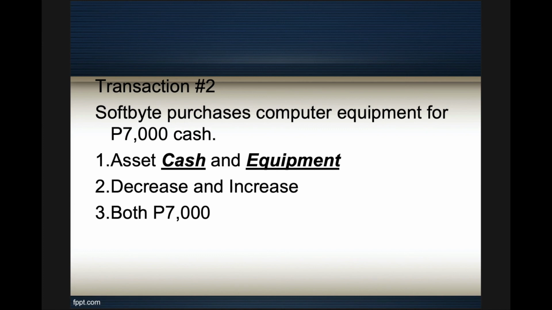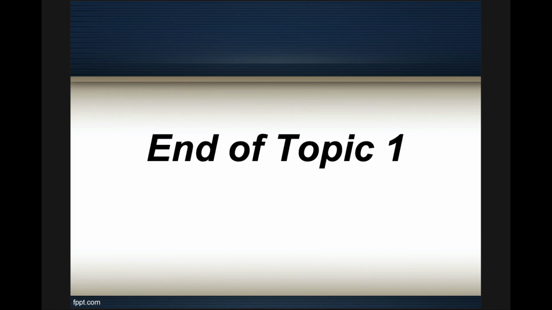So that is what I said a while ago, that in every transaction, when you spend cash, that decreases, but there must also be a corresponding increase in another asset or another liability account or owner's equity account. So that is the end of our first topic. And in the next video, we will be talking about the recording process.